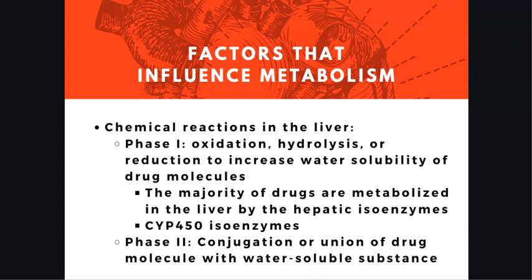Factors that influence metabolism: there are chemical reactions in the liver. Phase 1 is oxidation, hydrolysis, or reduction to increase water solubility of drug molecules. The majority of drugs are metabolized in the liver by the hepatic isoenzymes, those CYP450 isoenzymes. So anytime patients are on medications, it's usually metabolized in the liver. Phase 2 is the conjugation, or the union of the drug molecule with a water-soluble substance. So there's a chemical reaction in the liver, and it goes through 2 phases.